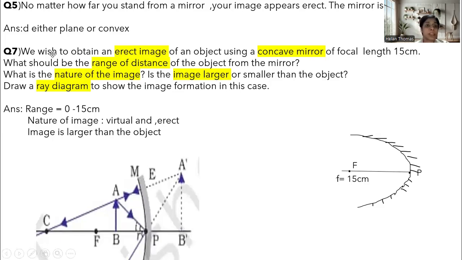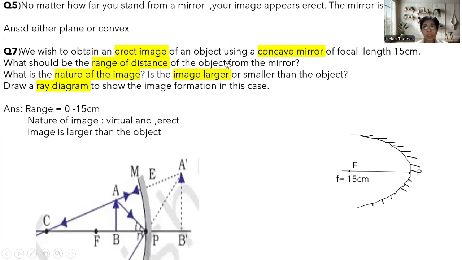Then the 7th question: we wish to obtain an erect image of an object using a concave mirror of focal length 15 centimeter. What should be the range of distance of the object from the mirror? What is the nature of the image? Is the image larger or smaller than the object? Draw a ray diagram to show the image formation in this case.